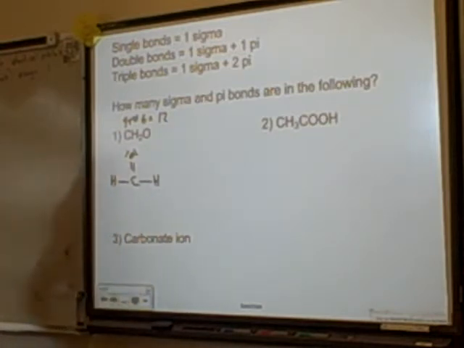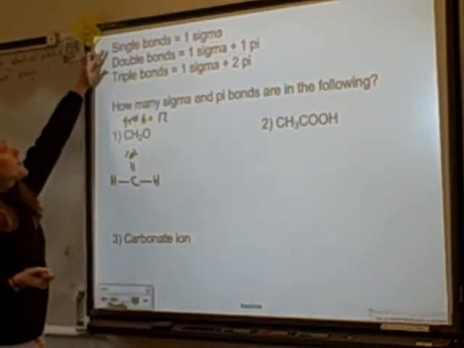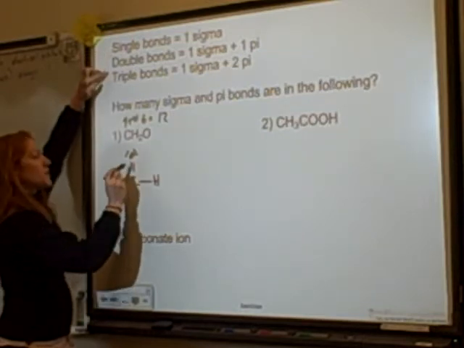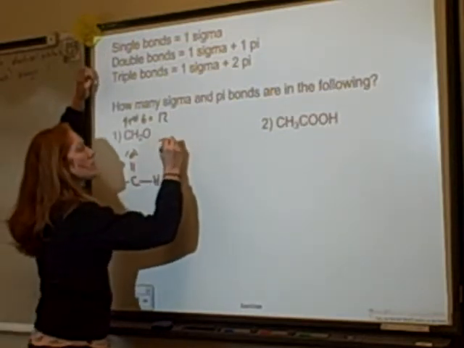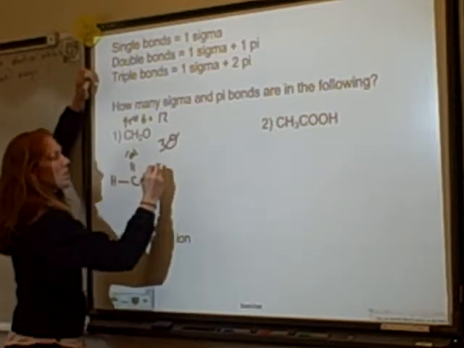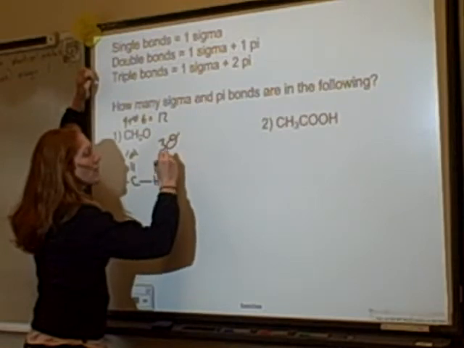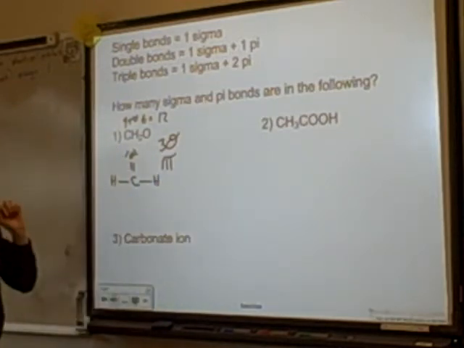Then if I'm going to figure out how many sigmas and pi's I have, well, the singles are 1 sigma each, so I have 1, 2 sigmas. The double has 1 sigma, so there's a 3rd sigma. So this has 3 sigma bonds and just 1 pi because there's 1 double, and I know that a double has a sigma and a pi.